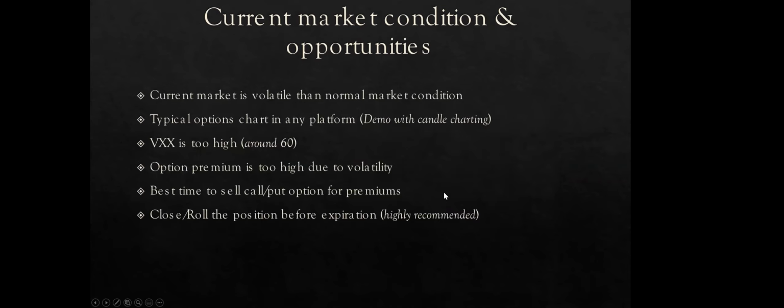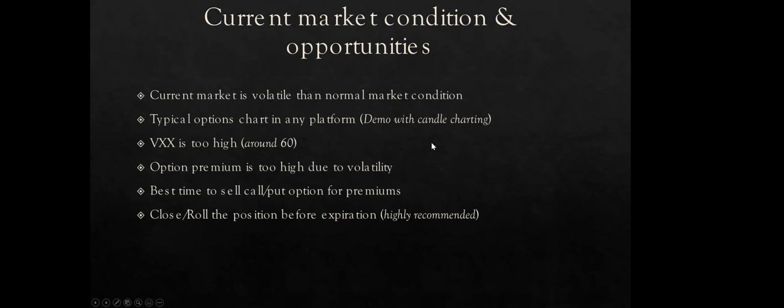So what are the other things? The current market is more volatile than normal market conditions. That means the average true range, how much it can go up and down on a daily basis on average, is very high. And if you go to a typical option chart, you will see that the option price is really high. That's the volatility index, VIX. It's also too high right now, actually 60.